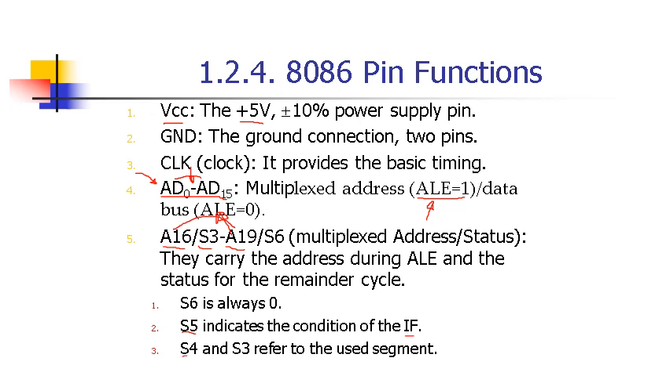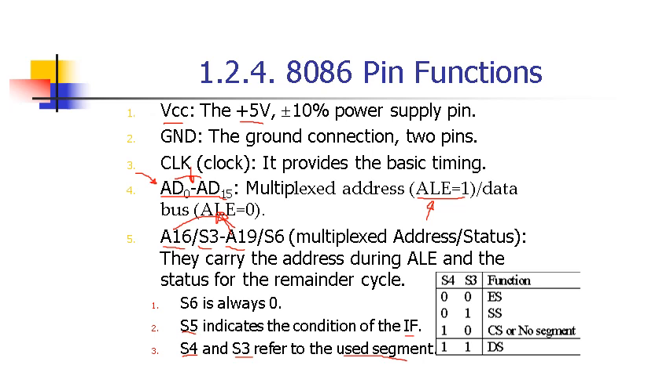Status number 4 and status number 3 refer to the segment being used by your processor. If S4 is 0 and S3 is 0, it means you are communicating with your extra memory segment. You're communicating with the stack memory segment, with the code memory segments, or with the data memory segment.